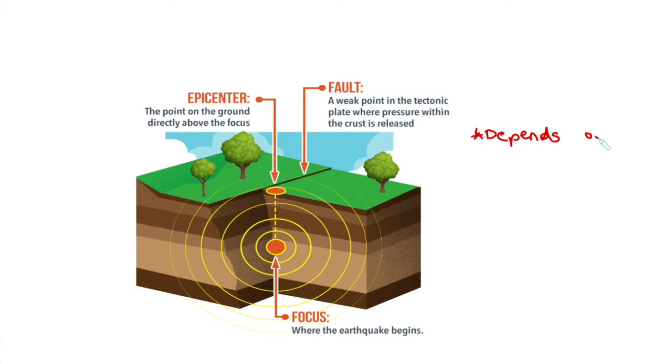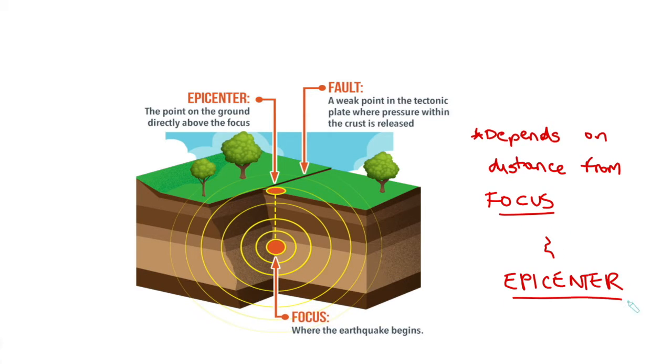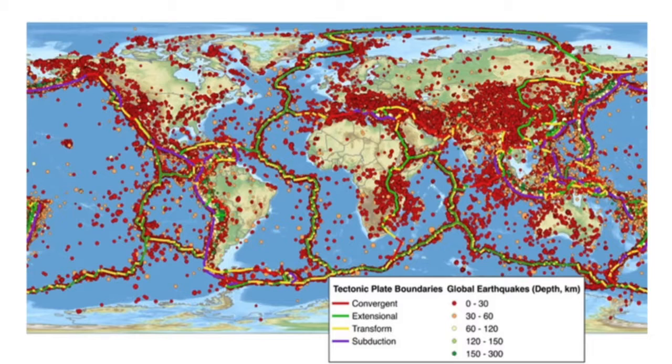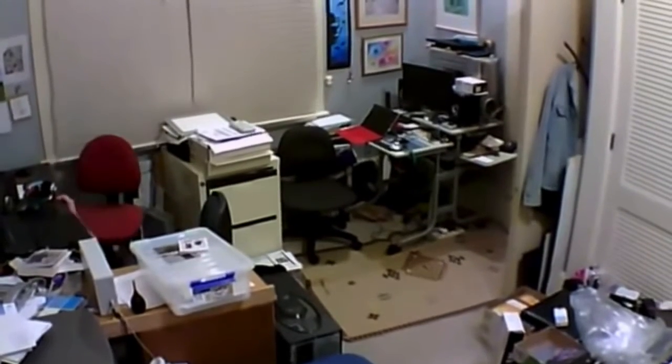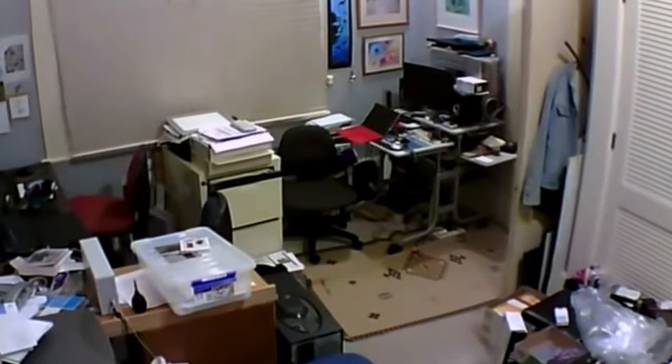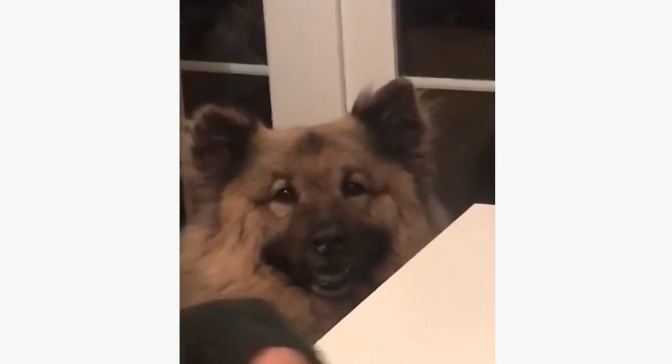The amount of destruction depends on how deep the focus or point of origin is, or how far away the epicenter or the point on the surface above the focus of the earthquake is. The National Earthquake Information Center reports an average of 50 earthquakes per day around the world, most of which are minor, causing no damage, with many more taking place that are too small to even be detected.